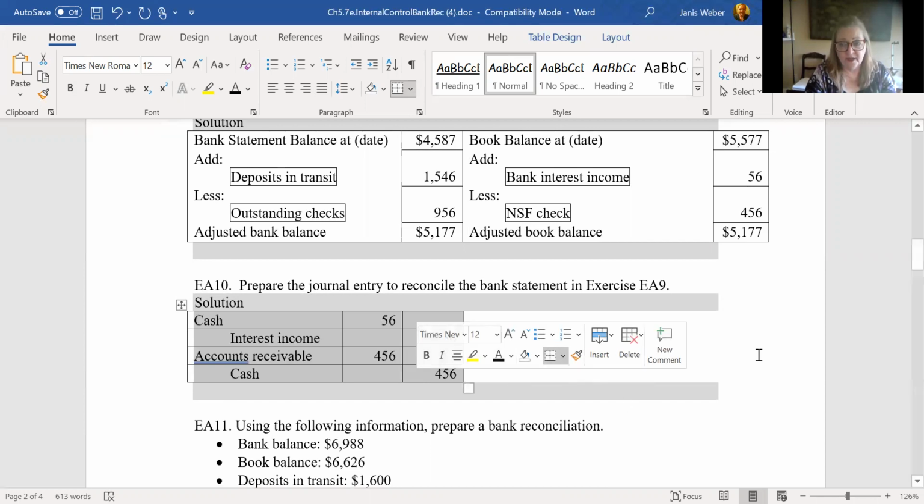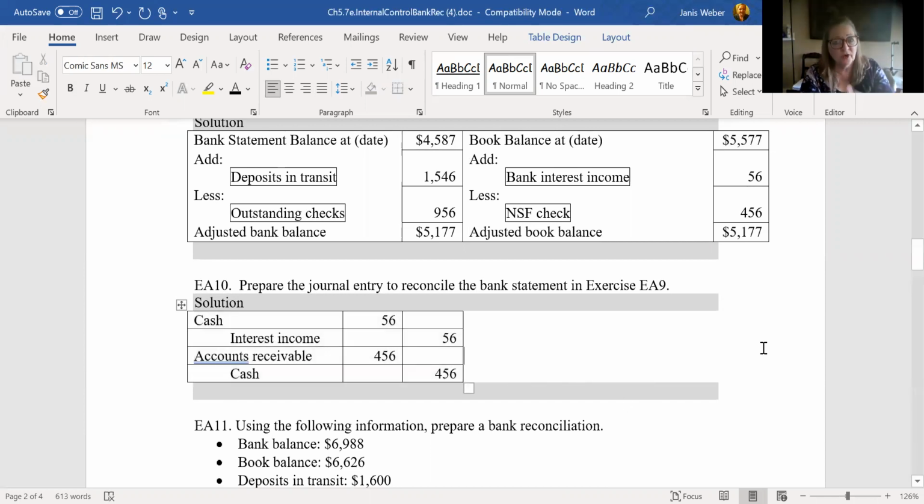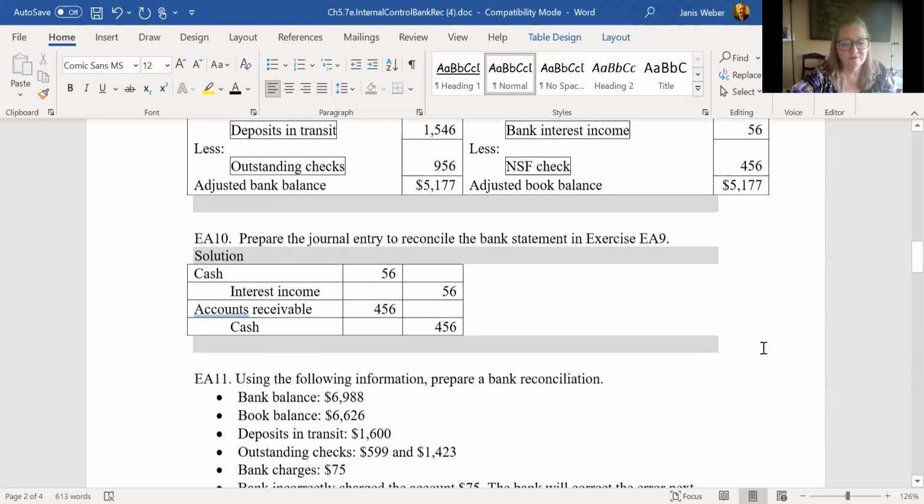We're going to record that bank interest income with a debit to cash, credit to interest income. We're going to record that NSF check with a debit to accounts receivable and a credit to cash, because the customer's check was not good. So they haven't actually paid us what they tried to pay us originally. Now they still owe us. So that's accounts receivable. We will need to send them a note, call them up, or send another invoice to remind them that they still owe us the $456.